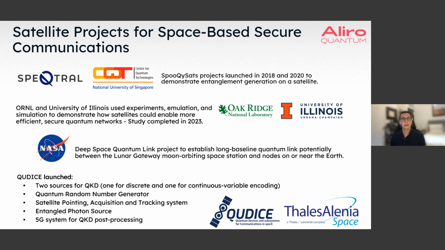The NASA Deep Space Quantum Link project, the goal there is to establish a long baseline quantum link, potentially between the Lunar Gateway space station and nodes on Earth or near Earth.